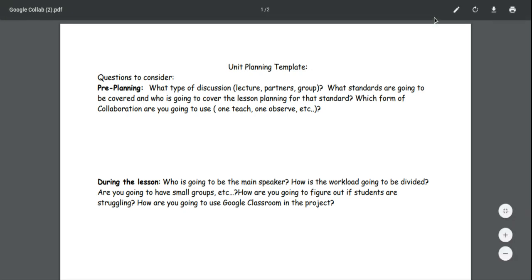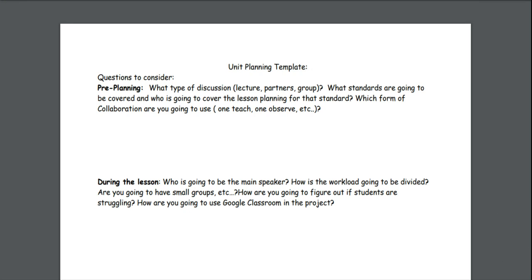Hey guys, this is Jessica, and I just want to talk to you about this unit plan template I created to share with you to talk about collaboration. We've talked about how collaboration has 6 different types, and so when you're really starting to plan with your partner, whether you're the gen ed teacher or the special ed teacher, there's several things you need to consider.